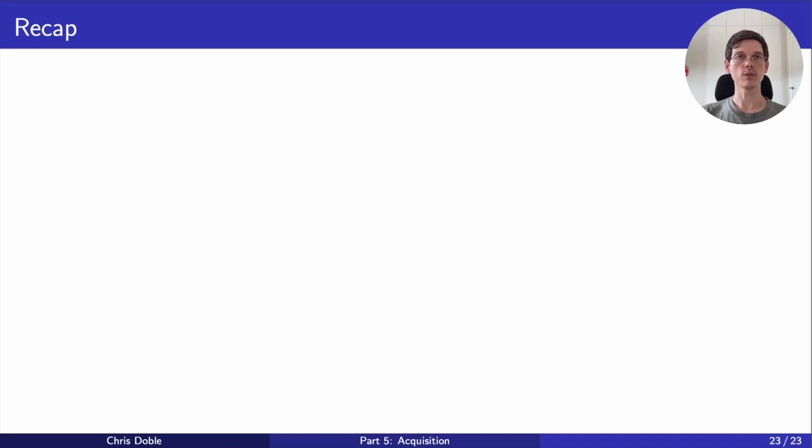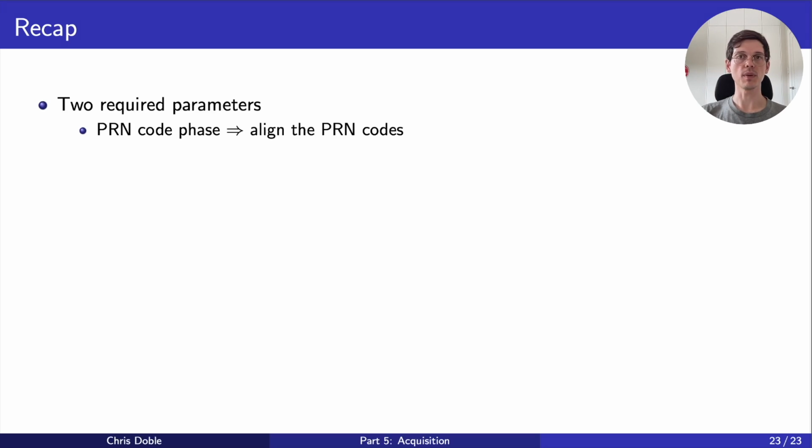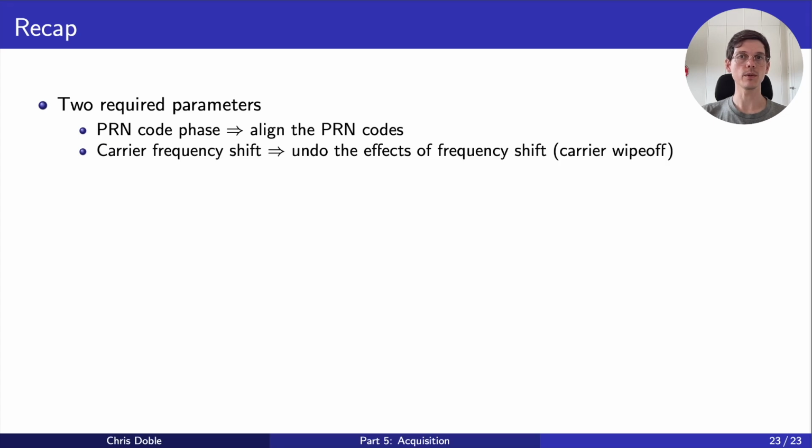Let's recap the important points from this video. First, in order to acquire a strong satellite signal from which we can decode navigation message bits, we need to determine 2 parameters. The first is the phase of the PRN code within the signal. This is used to align the copy of the PRN code when calculating correlations. The second is the frequency shift of the carrier wave. This is used to undo the effects of that frequency shift, the constant rotation of samples, which is also known as carrier wipe-off. Second, the best values for these parameters are found through a brute force search of the parameter space. The combination that results in the strongest signal is the best.